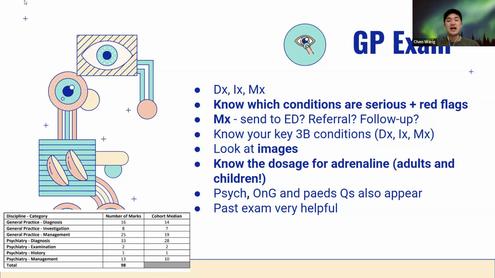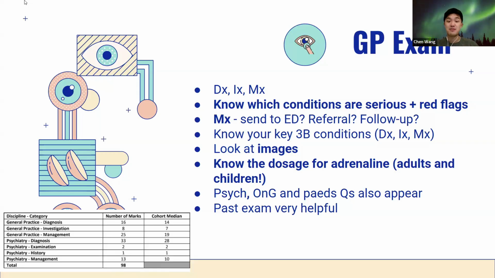As an example, one other thing to know is the dosage of adrenaline. This is really important. I know this has been emphasized in your GP teaching as well, but make sure you know the dose for both adults and children. It is really, really high yield.